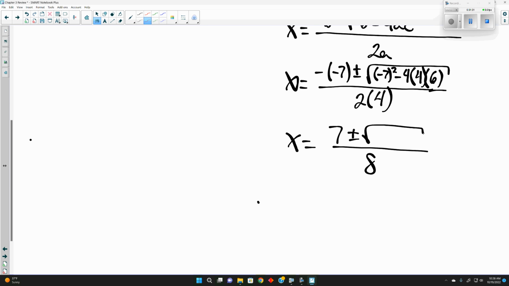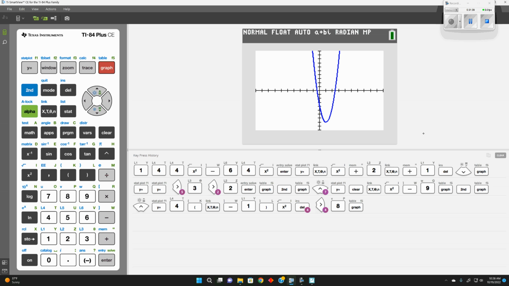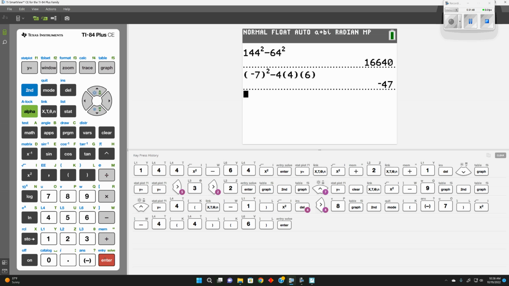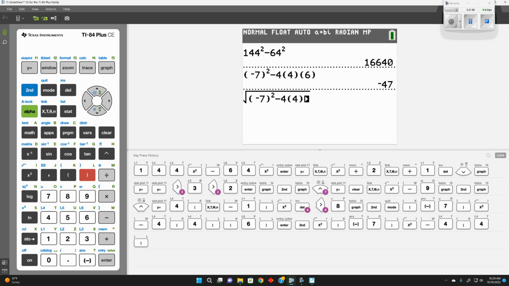Inside the radical, I always type what's inside the radical first. I don't type it with it. So we have negative 7 squared minus 4 times 6. So in the graphing calculator, parentheses, negative 7 squared minus 4 times 4 times 6 is negative 47. If we did type second square root, negative 7 squared minus 4 times 4 times 6, we get this decimal with I. So if we have it in A plus BI form, it will simplify it, but it gives us an ugly decimal, so that's not as nice.